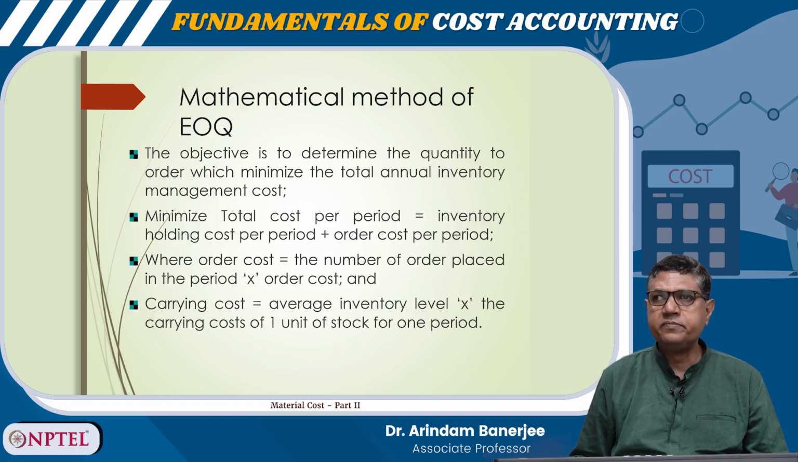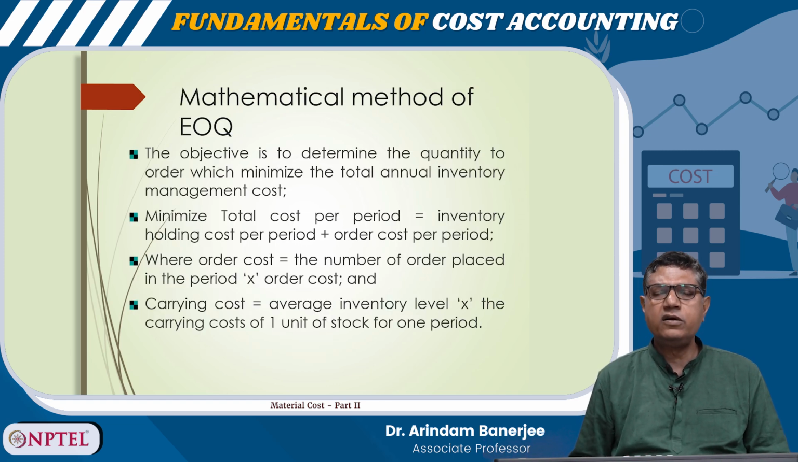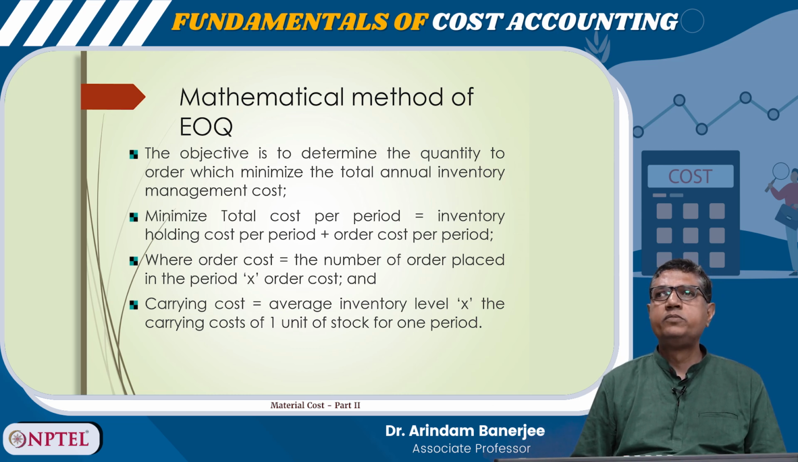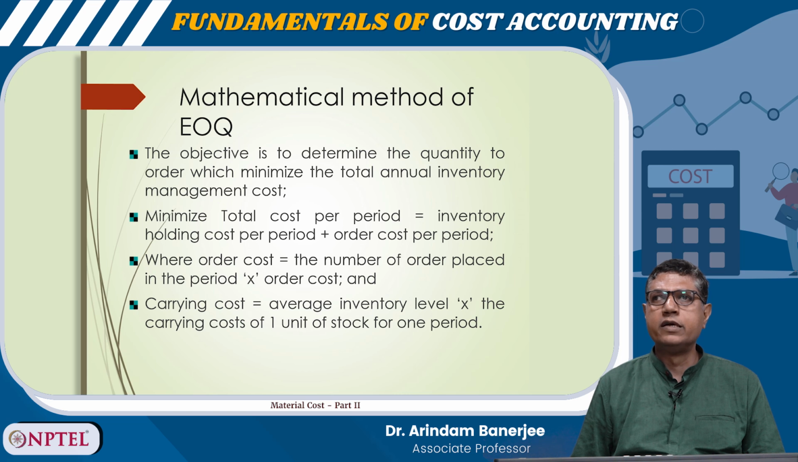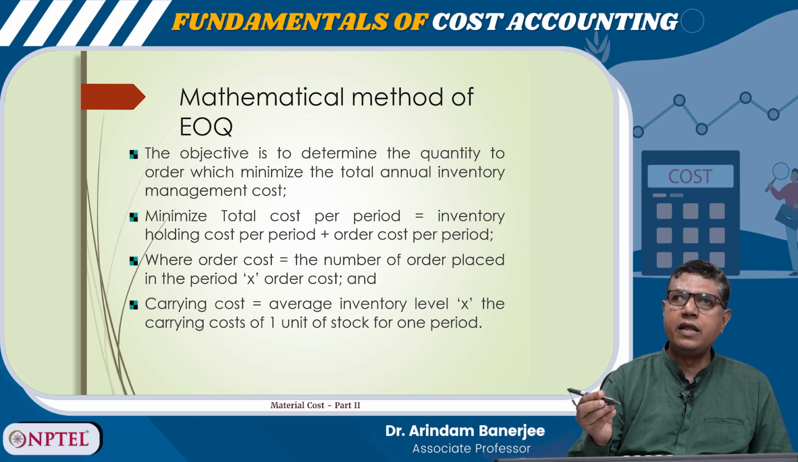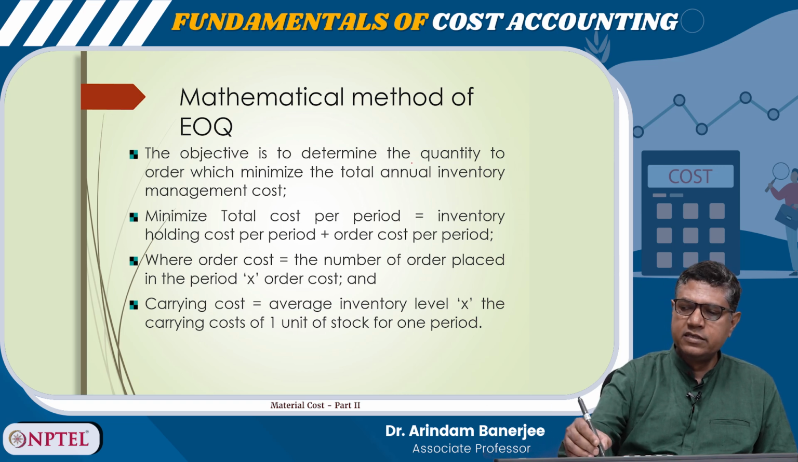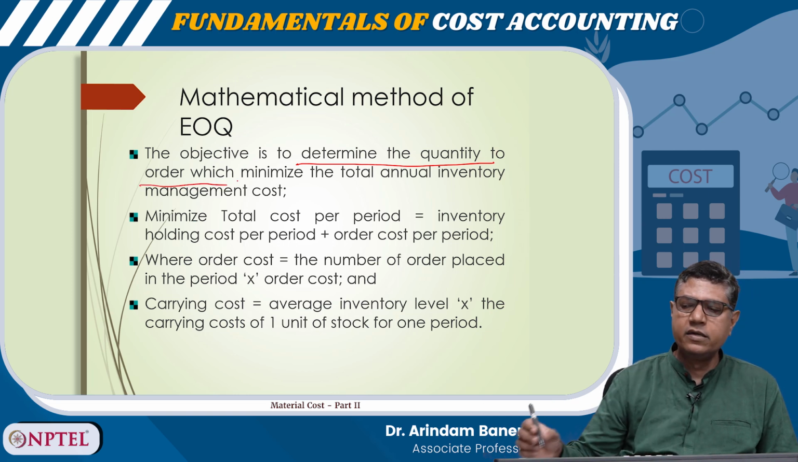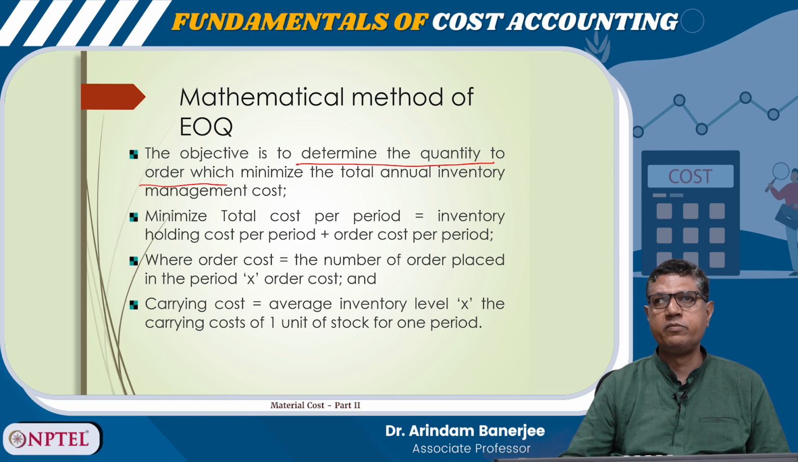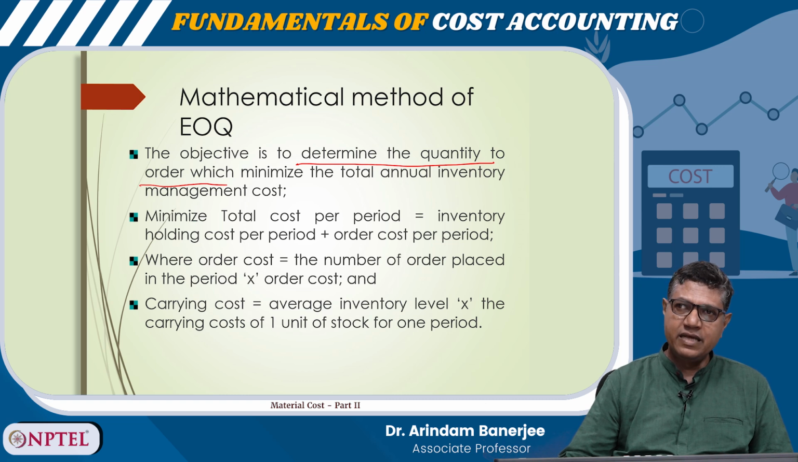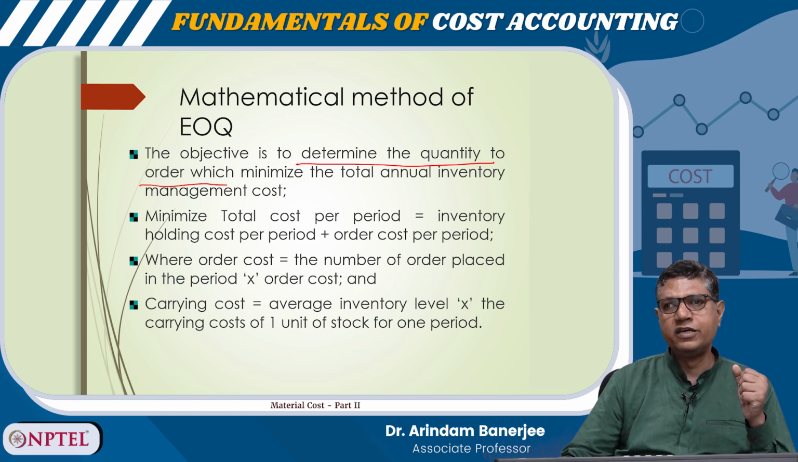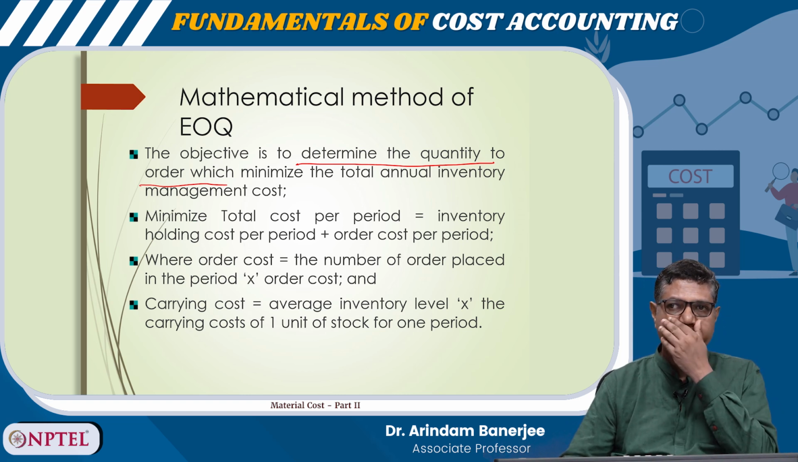Okay. So, what is the mathematical method? How to calculate the EOQ? The objective is to determine the quantity to order which minimizes the total annual inventory management cost. So, minimize total cost per period. We will try to minimize the total cost per period, because this ordering and procuring involves cost.